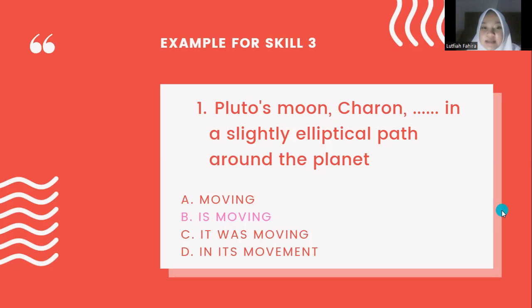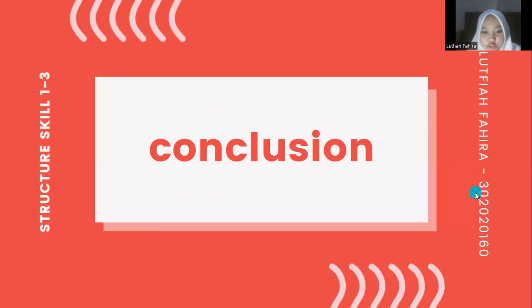Now, last, in conclusion, I'd like to say there are 5 strategies you can do while working on structure section. First is study the sentence. Second is study each answer based on how well it completes the sentence. Third, do not try to eliminate incorrect answers by looking at the answers.